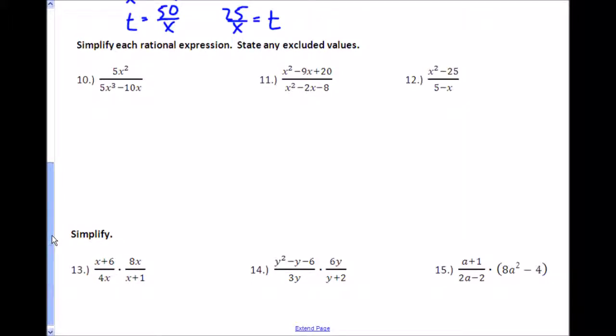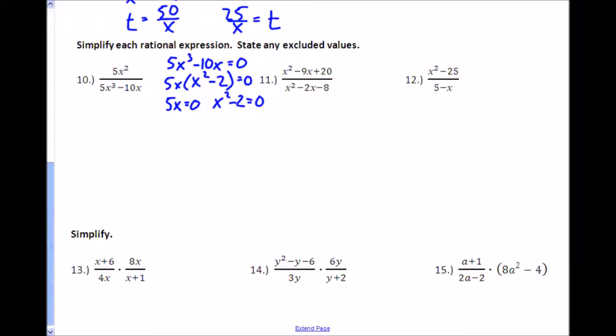This one, it just says to simplify each, state any excluded values. So I'm going to start with the excluded values. To get the excluded values, we set the denominator equal to 0. And we solve. Here I can factor out a 5x, which leaves me with an x squared minus 2. And now I set each factor equal to 0, so 5x equals 0. The x squared minus 2 equals 0.